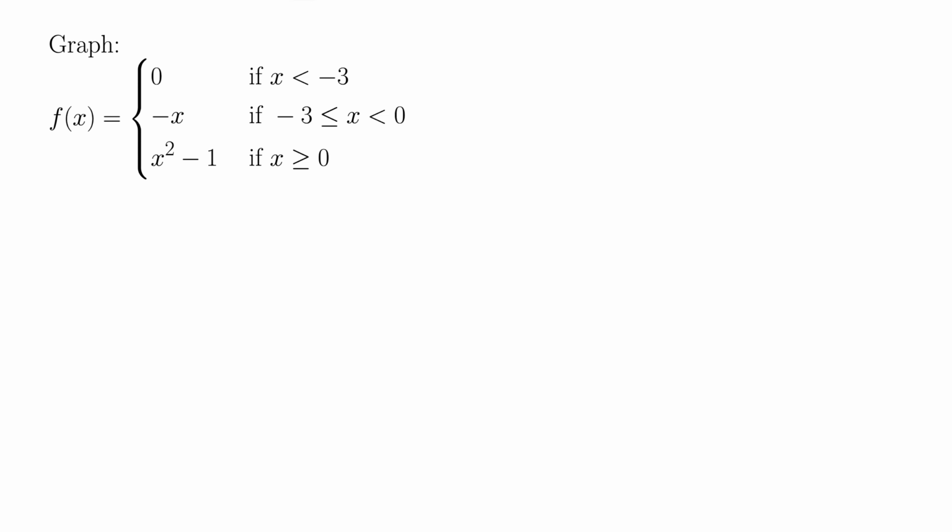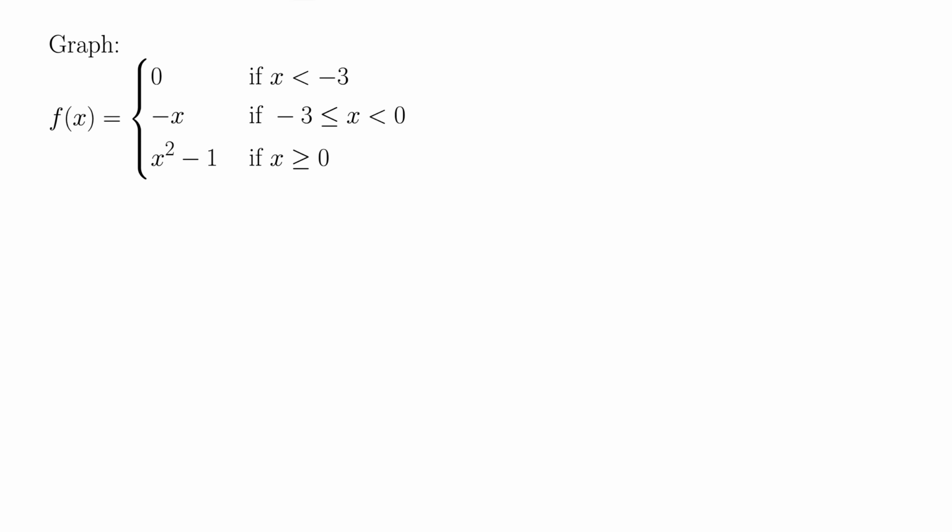In this example, we want to graph the piecewise defined function f of x equals 0 if x is less than negative 3. Then it switches to negative x when negative 3 is less than or equal to x, which is less than 0. And then it switches to x squared minus 1 when x is greater than or equal to 0. So essentially we have three different graphs happening here at once.